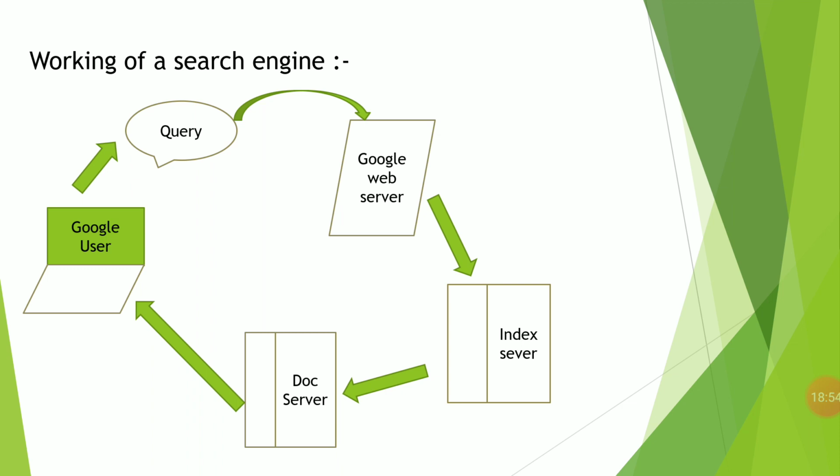Once it reaches the web server side, the responsibility of the web server is to send that particular query to the index server. The index server's responsibility is to check whether for that particular query it has any web page or not. If the index server finds any web page related to that query, immediately it will send it to the document server, and from the document server the response goes to the user. So like this a search engine works. After completing this cycle, you get the result or response related to whatever search you made as a query to the web server.